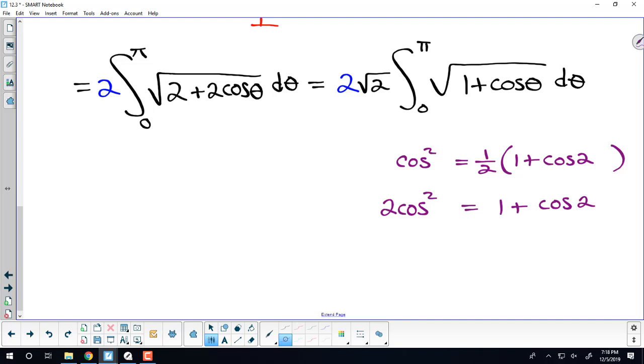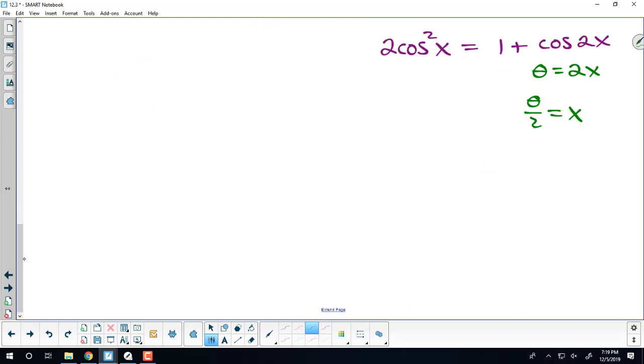Let's just call that x. So then to get here, I want 1 plus cosine of something, not 2 times something, right? So if you need to see it in a direct way, I'm going to let theta equal 2x. If theta is 2x, then what is x? Half theta. So that's our identity for the one we actually need.